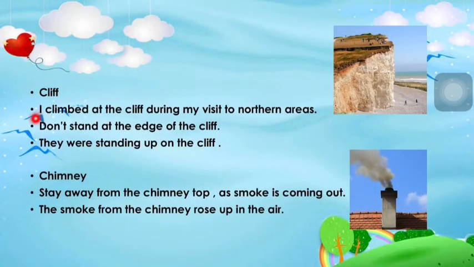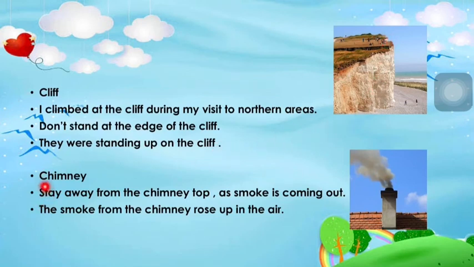Cliff. I climbed at the cliff during my visit to northern areas. Children, this sentence clearly depicts that cliffs are present in the northern areas or the areas which are full of mountains. Don't stand near the edge of the cliff. This sentence clearly depicts that cliffs are very high, so it is very dangerous to stand at the edge of a cliff. They were standing up on the cliff. This sentence clearly shows that cliffs are very, very high.